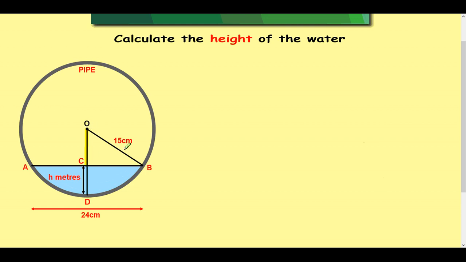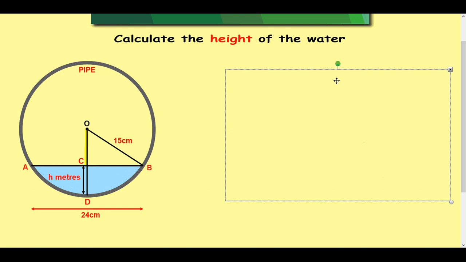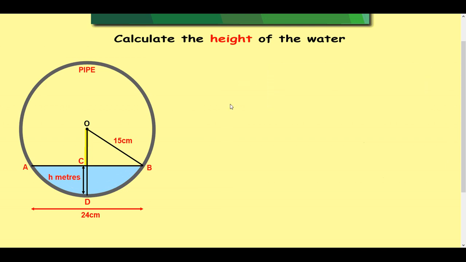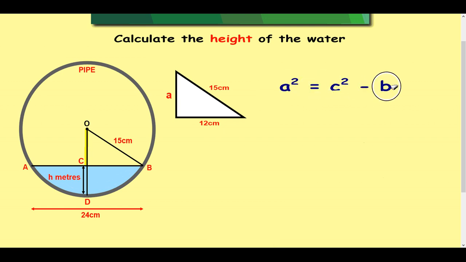So I've got 15 as the radius from the O to the B there, and also the bottom from C to B is halfway along this 24, so that's only 12. So when I draw my wee triangle out at the side, I just want to use that kind of bit. Okay, so 15 and the 12 there. Now I'm working out a shorter side again, so I'm going to use a. I could use b in my formula, but I'll use a squared equals c squared take away b squared. a squared is 15 squared take away 12 squared.